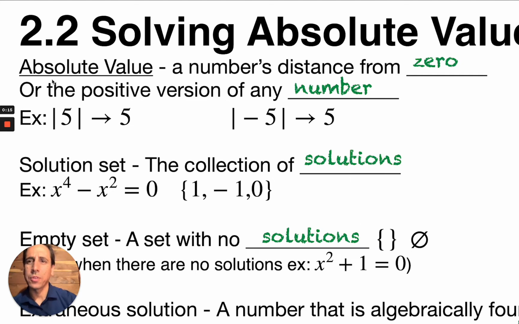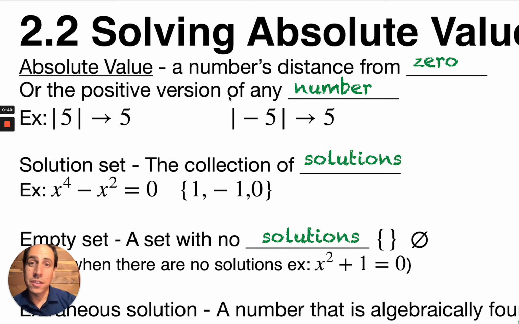What is absolute value? It's a number's distance from 0 on the number line, or it's also the positive version of any number. So these are two ways that people think about it. So here you see these lines, that's the absolute value. If you're going to take the absolute value of 5, that's going to be 5 because the number 5 on a number line is 5 units away from 0. That's the number's distance from 0 on the number line.